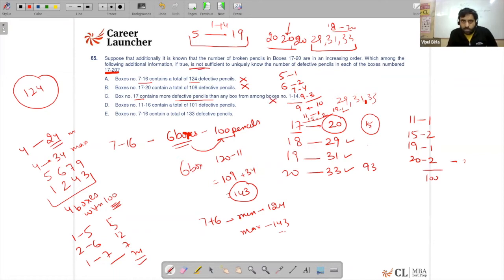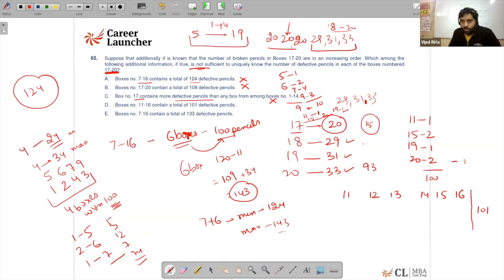So again, this is also sufficient to get to an answer, and therefore it cannot be the answer because we are looking out for which is not sufficient. Now look at option D. It says boxes number 11 to 16 contain a total of 101 defective pencils. Let's see if we get to a unique answer for box 17 or not.